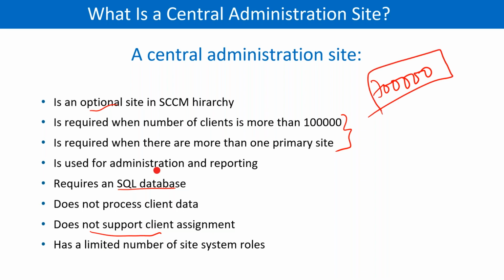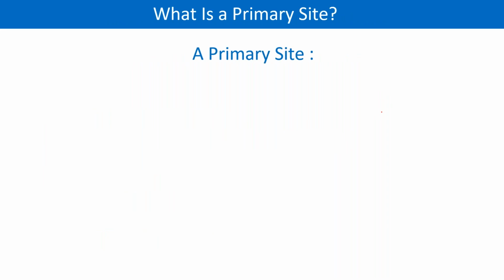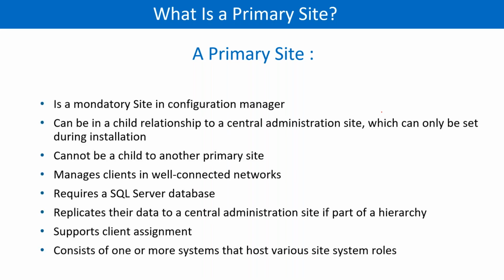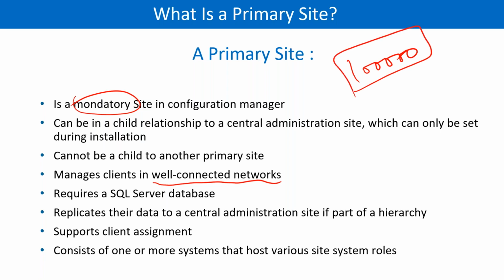Now let's talk about the primary site, the main site in SCCM. This is your mandatory one. Wherever you go, you have to have a primary site. Without this, you cannot manage devices. Simple as that. It's a mandatory site. Now it manages devices in a well-connected network. It manages up to 100,000 devices. The maximum limit of a primary site is 100,000 devices.